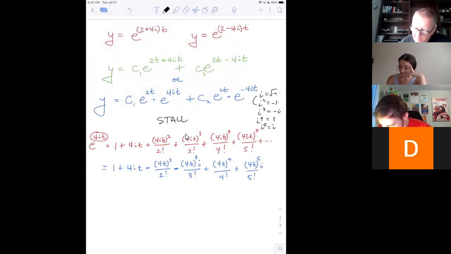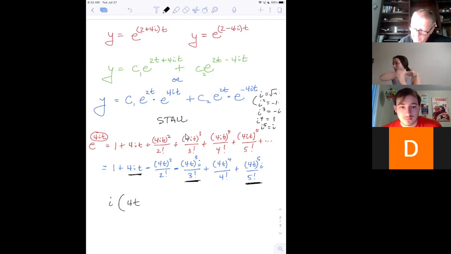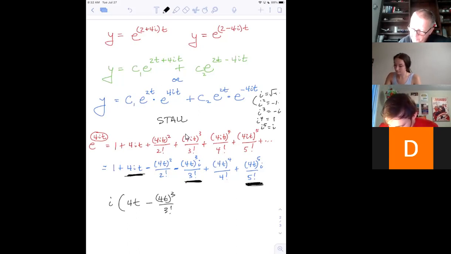But now I would like you to look at all the i terms. Like this has an i in it, this has an i in it, this has an i in it. Notice those just have i values in them, right? So if I was just to look at that, does it make sense I could actually factor the i out, and that would leave 4t for this term. And if I took the i out of this one, it would be minus 4t cubed over 3 factorial. And if I took the i out of this one, it would be 4t to the 5th over 5 factorial, and so on and so forth. You agree with that?